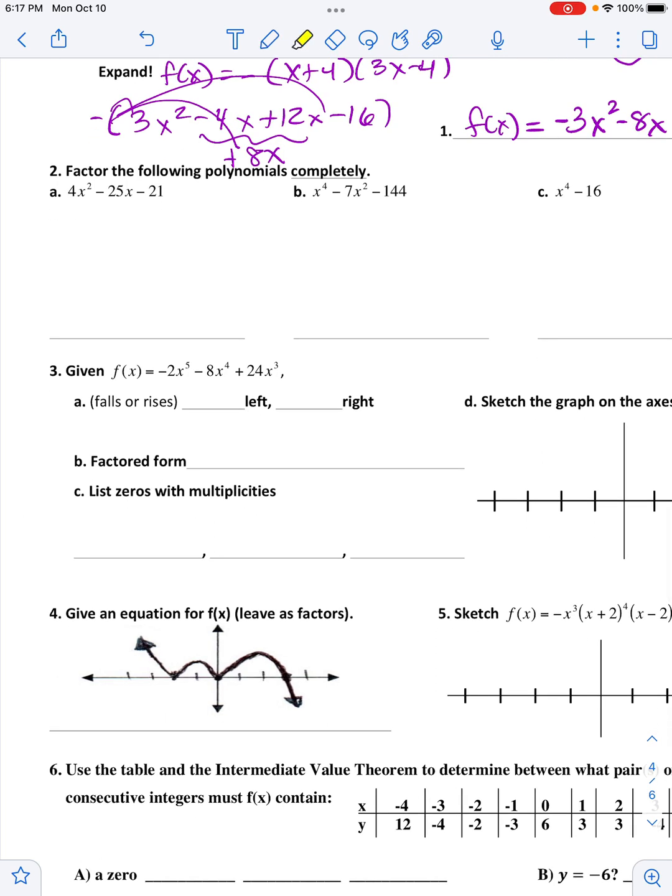Factor completely means that you might get some i's in your answer. We now are able to factor beyond the real number system.